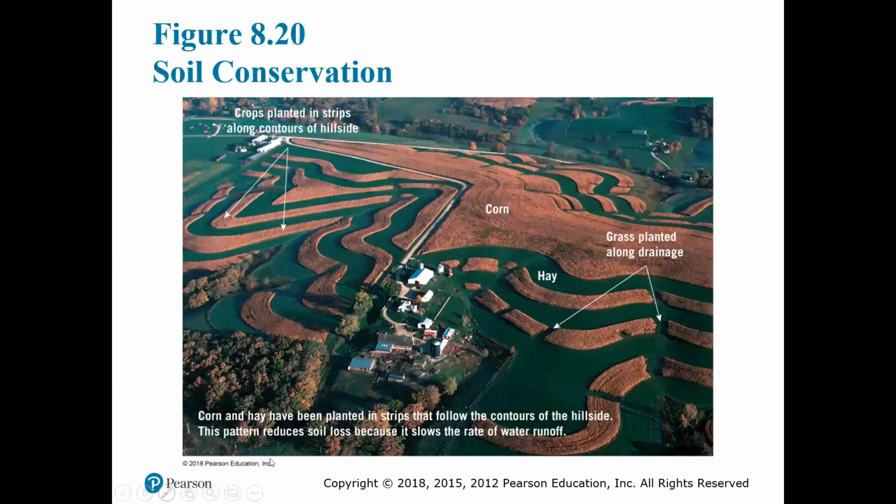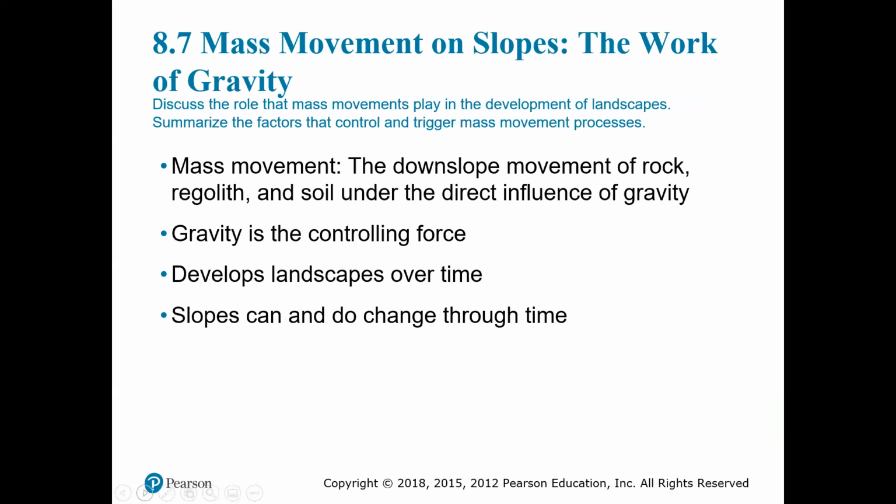And so all of these are shown on page 251 for you, but here is one example. This is where you have corn that's been planted there, and then also hay or grass. And they're planted in strips that follow the hillside. You can see this gently sloping hillside. And it slows the rate of water runoff as it goes down the hillside. By reducing the rate of water runoff, by having all of these vegetation breaks in here, that is going to lessen the amount of soil erosion that occurs.